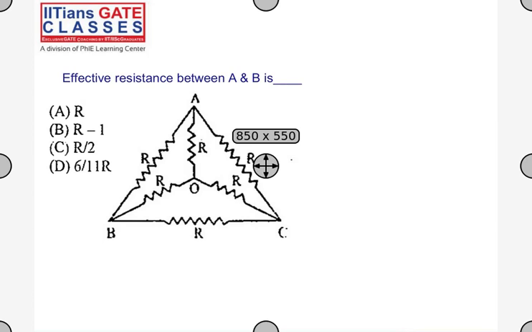If the last question is clear, try to find the answer for this question. Effective resistance between the terminals A and B. Find the resistance between terminals A and B. Any answers? You have options A, B, C, D.